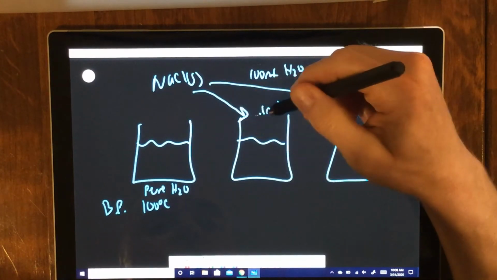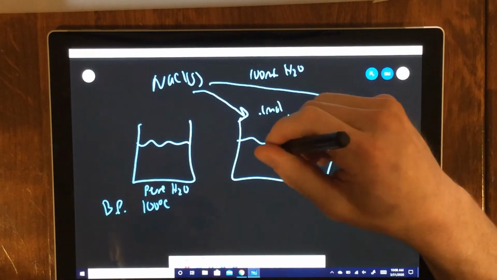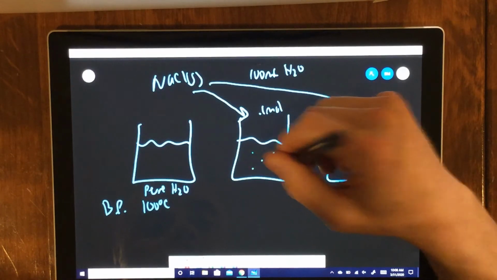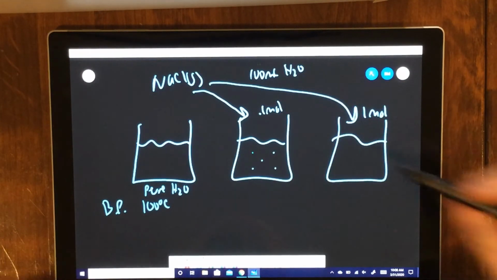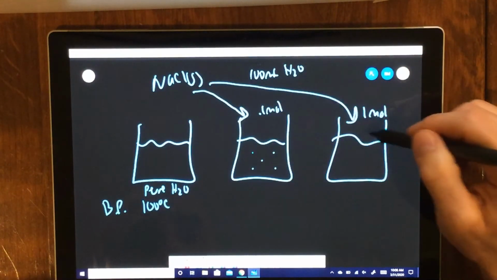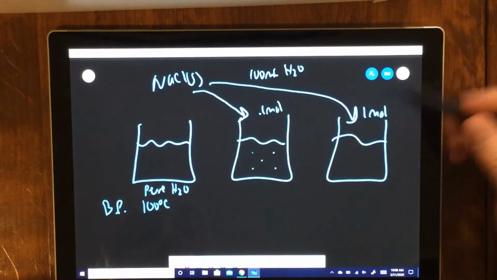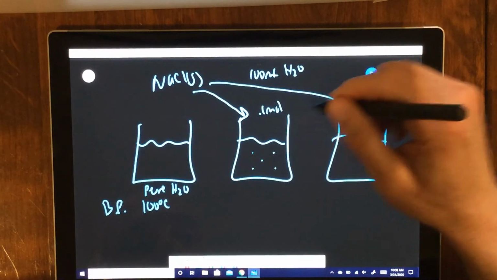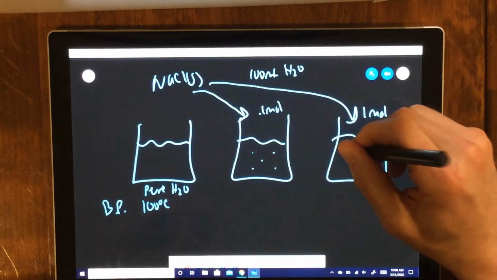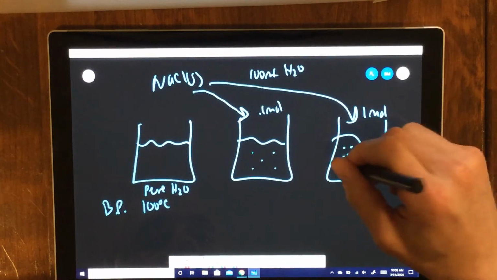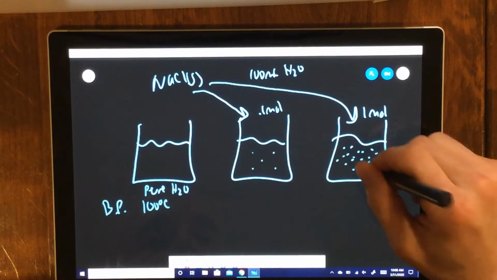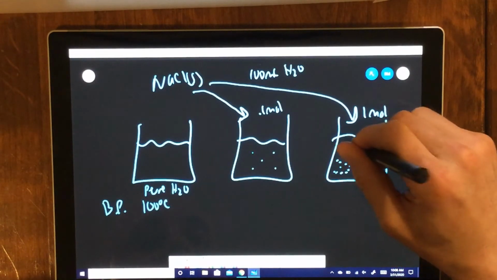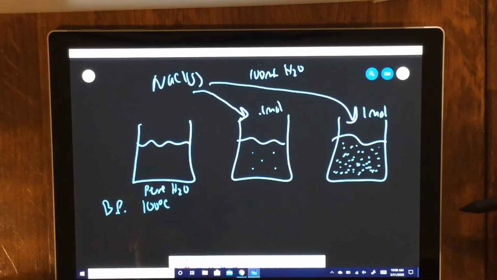So if I add 0.1 moles, and that is 1, 2, 3, 4, 5 salt particles. Well, if I add 1 mole of salt here, 1 mole is 10 times bigger than 0.1. So if that's 5, I would have to add 50 dots over here, right? 10 times 5. Okay, assuming I have 50 dots there, all right?